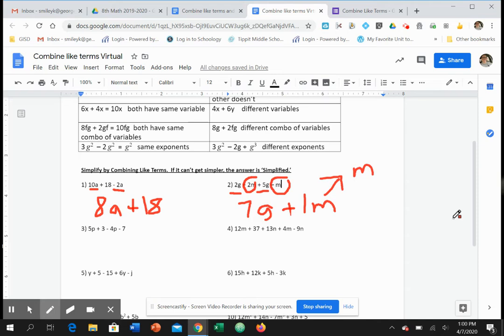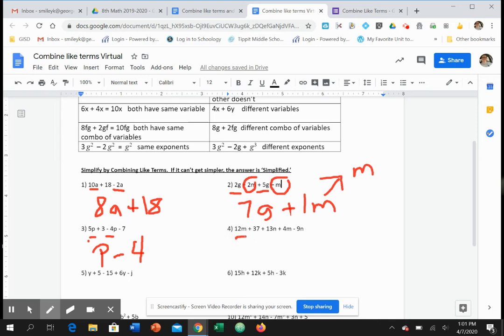Okay. Number 3, you have P's and you have regular numbers. So 5p minus 4p would give you p as an answer, or 1p. You can put a 1 there. 3 minus 7 would give you negative 4. All right, we're again just combining the ones that look the same.